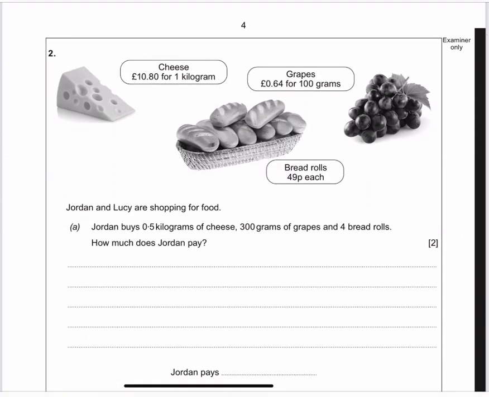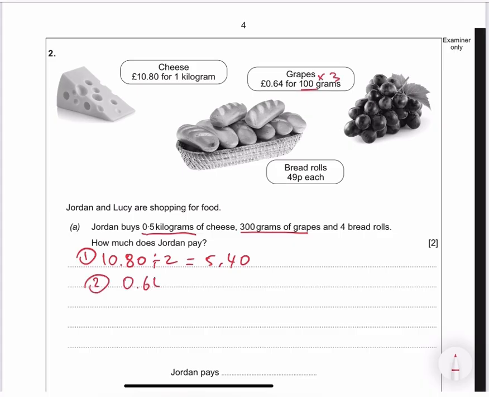Question 2. So we've got Jordan and Lucy are shopping for food. Jordan buys 0.5 kilograms of cheese, 300 grams of grapes, and 4 bread rolls. How much does Jordan pay? Okay, let's divide 1080 by 2 to get half a kilo. That costs £5.40. And 300 grams, we're going to multiply the price we see by 3. And that will give us £1.92.